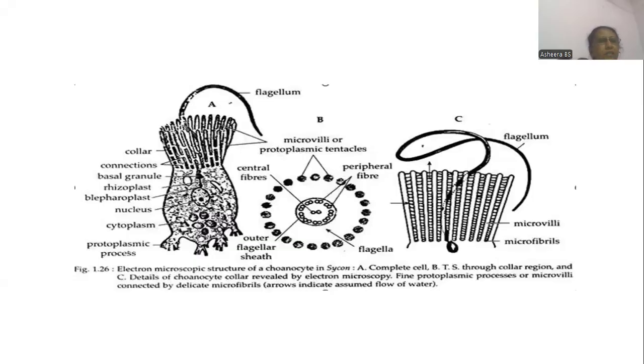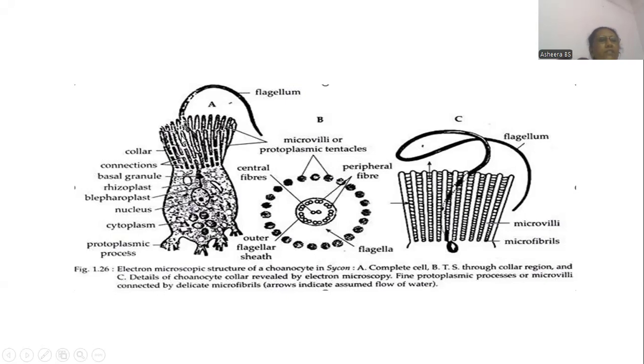You can see here an electron microscope structure of the choanocyte. You can see the cytoplasm, and inside the cytoplasm a nucleus is present. At the base the protoplasmic strands are there. Then you will find the food vacuoles. Then here you can see the flagellum. A single flagellum is present, starting from the basal granule, which is connected by the rhizoplast to the blepharoplast.